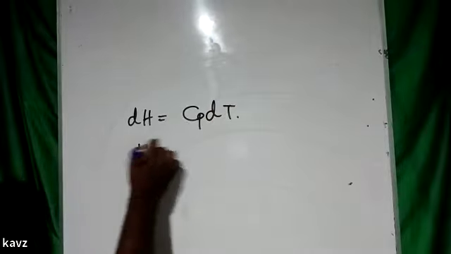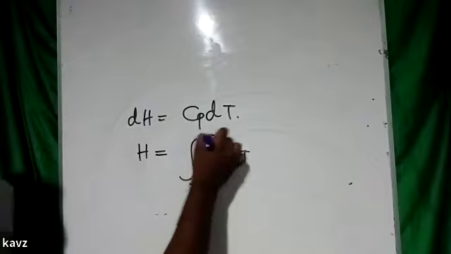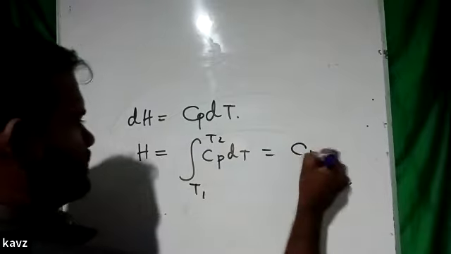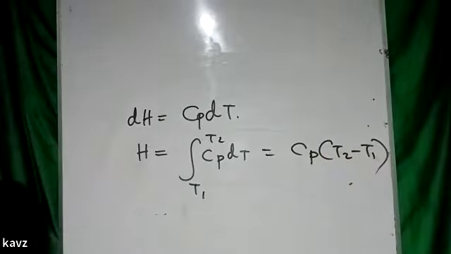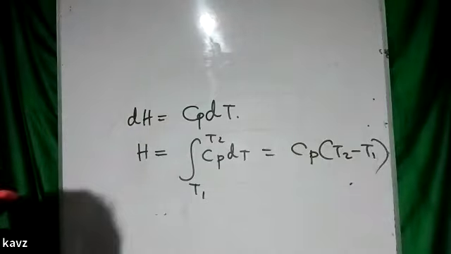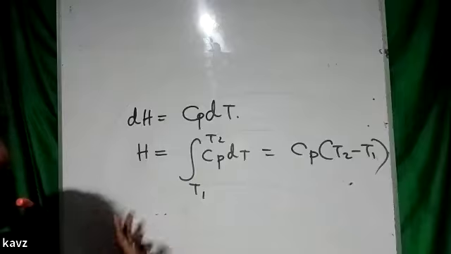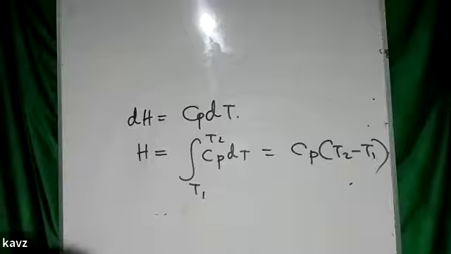Cp dt. So when you have to find H, you have to integrate Cp dt from T1 to T2. The final answer will be Cp times (T2 minus T1). So you can directly use this. I forgot to use this product directly before, because I had to remind you that it comes like this.